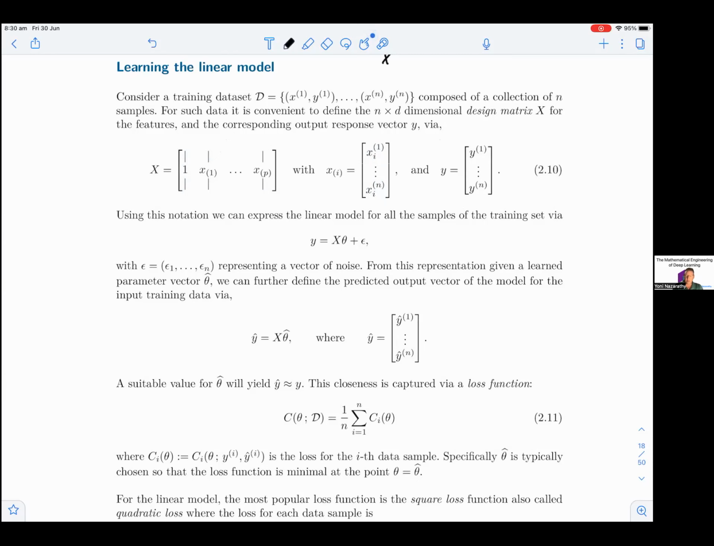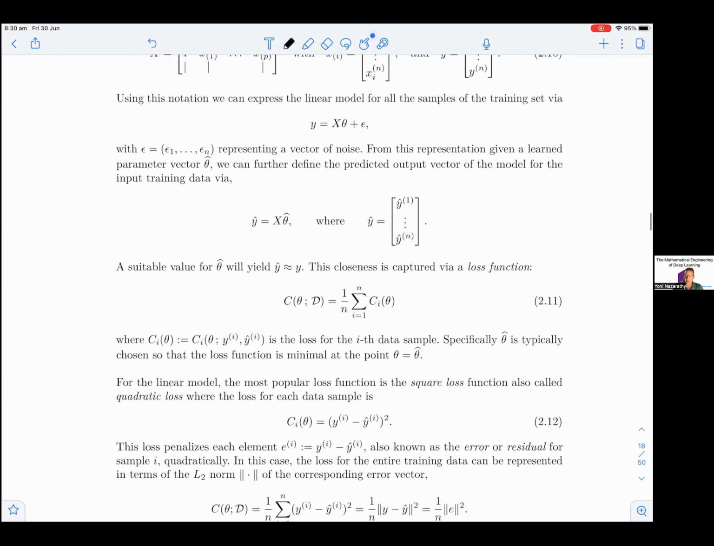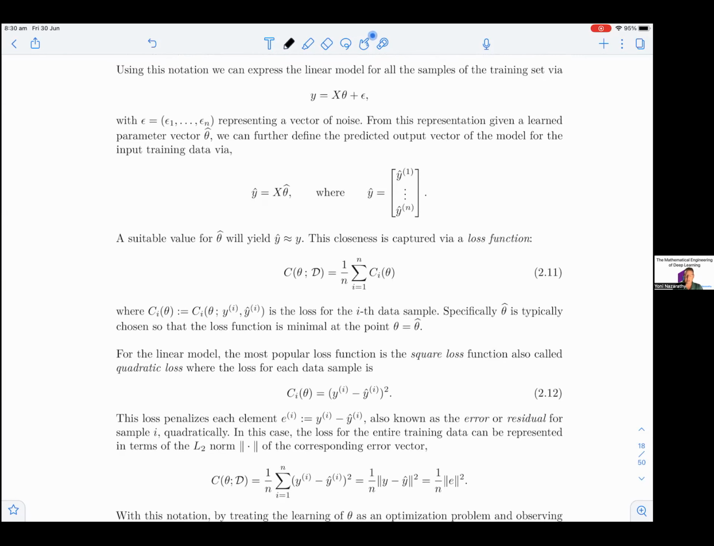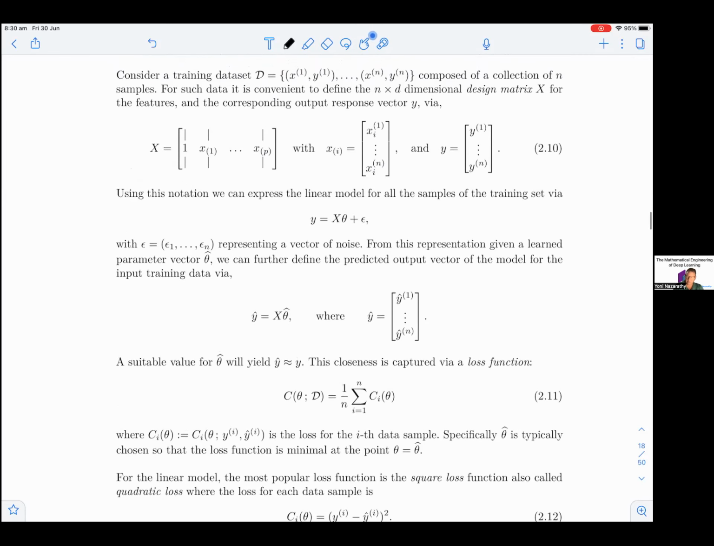Using this notation, we can express the linear model for all samples of the training set via y equals X theta plus epsilon, with epsilon equaling epsilon 1 through epsilon n representing the vector of noise. So just to check dimensions, see that this makes sense. So we said that X is n by d, theta is d by 1, and epsilon is n by 1, and y is n by 1. Okay?